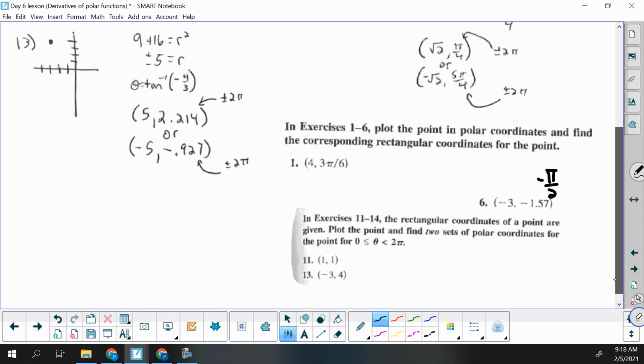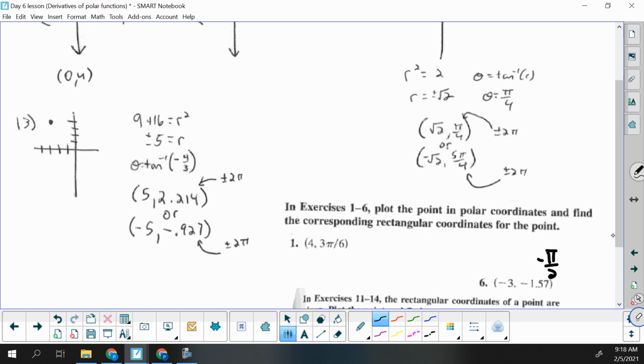For 13, we had negative 3, 4, so do negative 3 squared plus 4 squared equals r squared. You end up getting that your radius is plus and minus 5. When you do your tan inverse of your y over your x, that'll give us a decimal value. So we get either negative 0.927 for our fourth quadrant option when we are having a negative tan, or if you add pi to that, you get 2.214 for the second quadrant option.